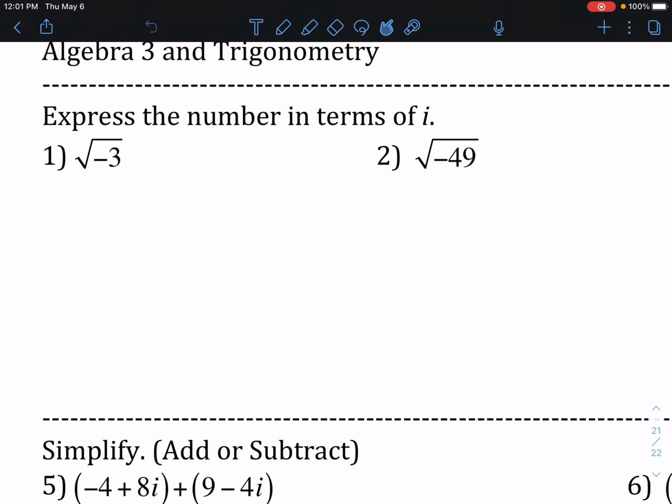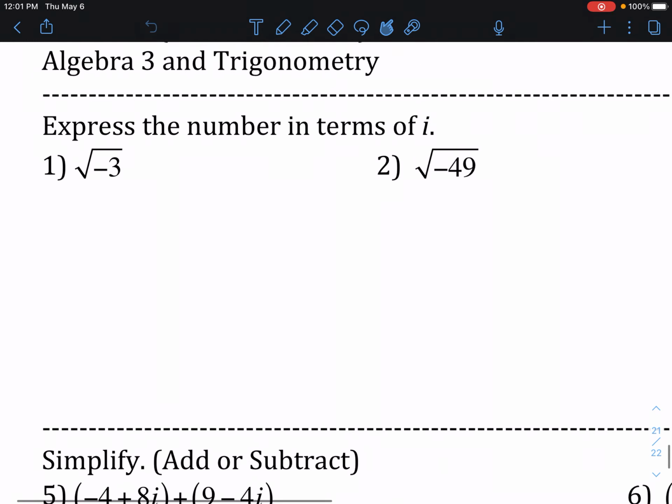So in number 1, you have to express the number in terms of i. That has to do with taking the square root of a negative number. We get an imaginary solution, not a real number solution. So whenever you see the negative inside of a square root, you must pull out an i. So it'd be i times the square root of 3. Then after that, you would try to reduce or simplify the radical. However, the square root of 3 is just a prime number. It cannot have 2 of a kind in its factors.